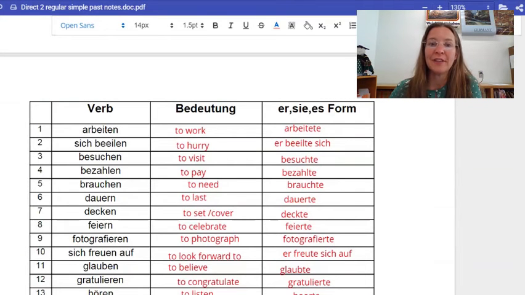It has the verb in the infinitive form, and there's a space for the meaning in English. And then what would the simple past form of the verb be in the er/sie/es form, which most often is the verb form that we use the most because it's used in the narrative form. We're usually talking about other people, although we do talk about ourselves as well. So arbeiten would be to work, and then arbeitete. Sich beeilen means to hurry, and that would be beeilte sich. I included the pronoun in here just to let you know it would go in the same position.